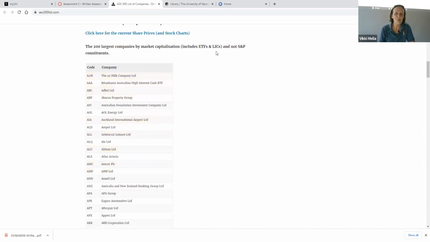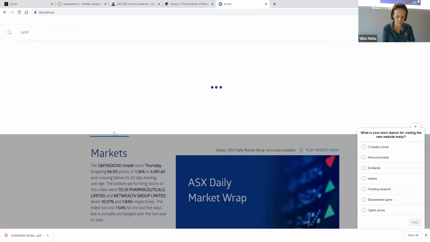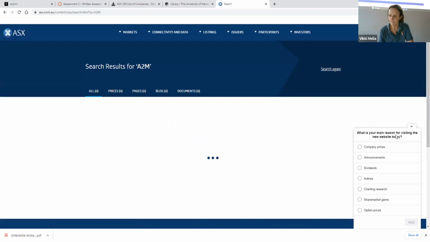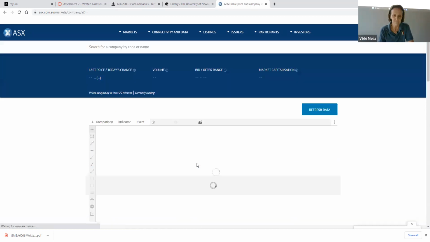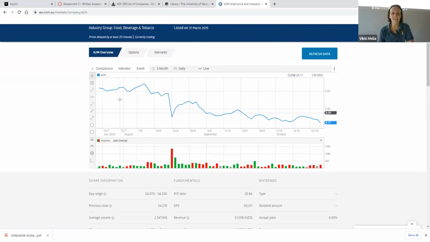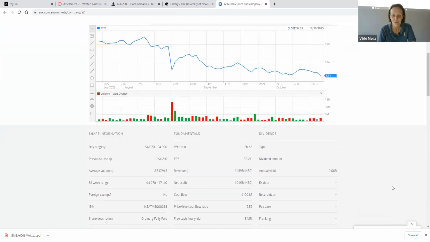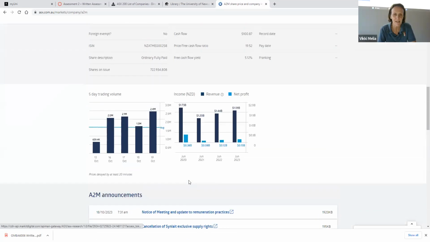Let's look at the A2 milk company. So A2M, the code is A2M. So on the ASX, I would type in A2M and search. So that's the code I put in, A2M. And the first thing I see is a graph of the company's share price. That's not what I was actually looking for, but that's obviously what's most important to people when they come to the website. They're most interested in seeing the company's share price. There's information about dividends. There's information about company announcements.